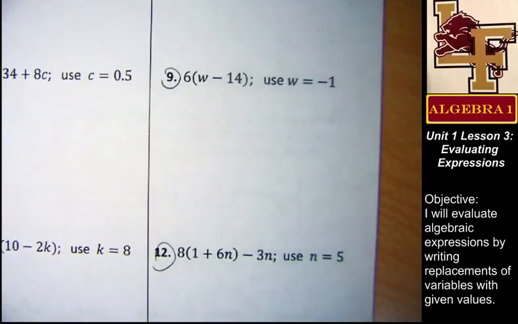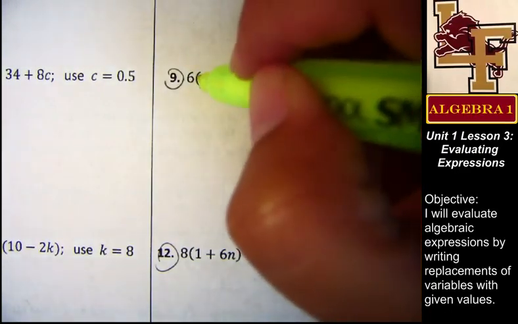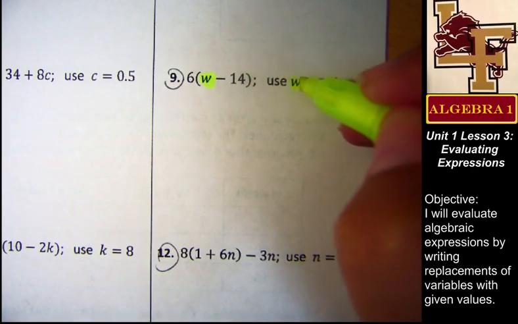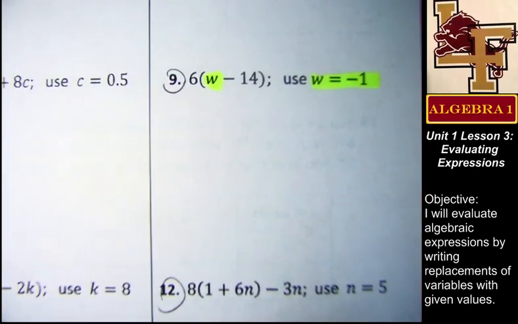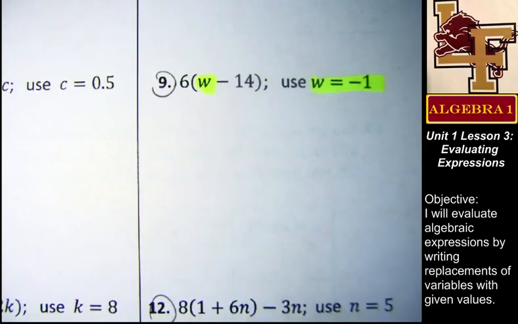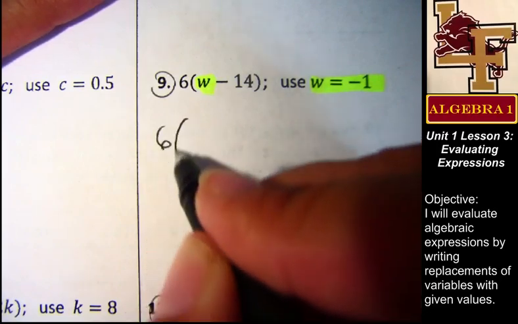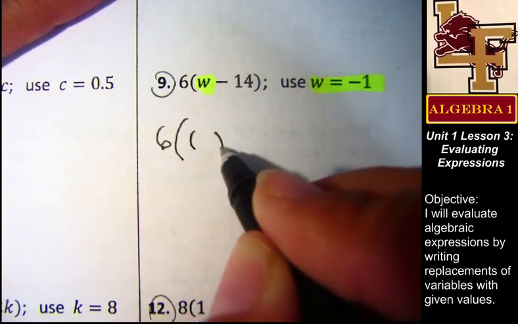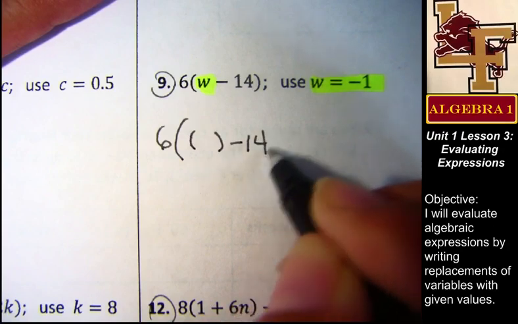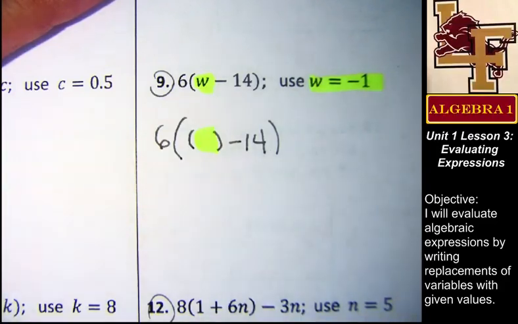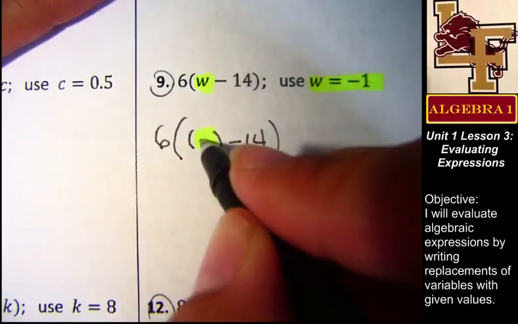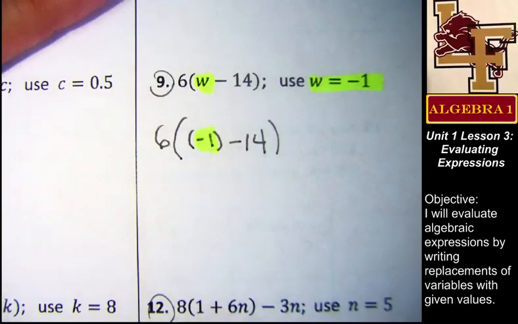Same idea with number 9. We're going to identify where our variables are. There's one. There's the other. I'm going to rewrite everything exactly the same, but where I encounter that variable w, I'm going to leave some parentheses for myself. I've already got a set of parentheses, so I'm going to have to make them look different somehow. This time I decided to make them small. What was my value for w? -1. So in this space I left myself, I'm going to write -1.